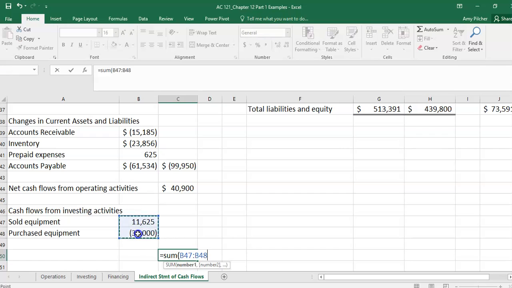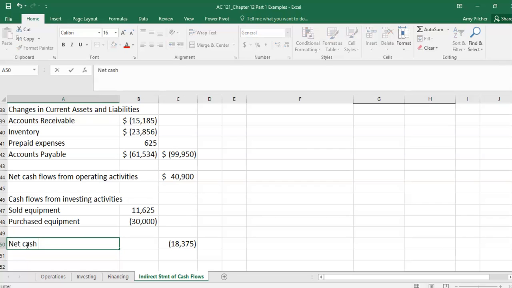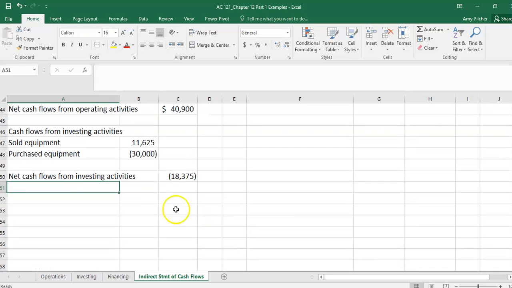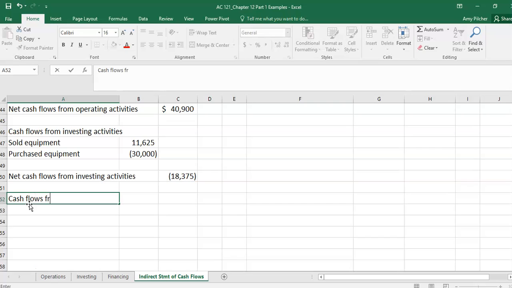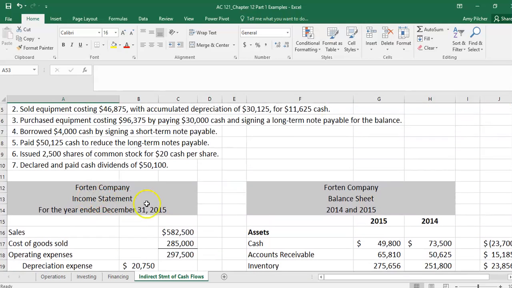We add those together, and that gives us our net cash flows from investing activities. The last section is the cash flows from financing. So remember, this is where notes payable, stock sales, or purchases of our own stock, and dividend payments are put. So we go back up to our information and we look for things that are affecting that.